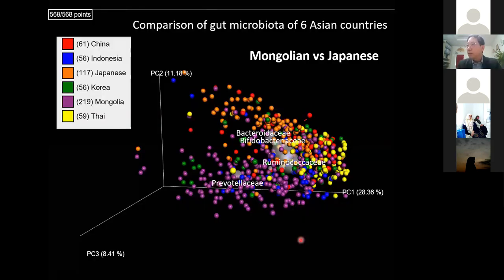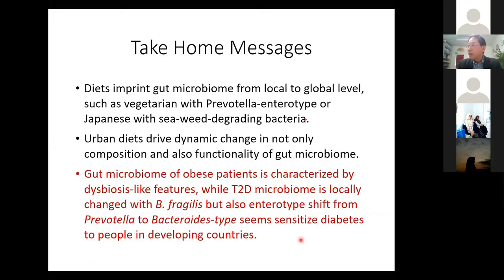So maybe it's time to finish. So the conclusion of the third part is that the microbiome of obese patients is characterized by this dysbiosis-like feature, while the T2D microbiome is locally changed with Bacteroides fragilis. Okay, but also the enterotype shift from Prevotella to Bacteroides seems to sensitize people in developing countries to diabetes.